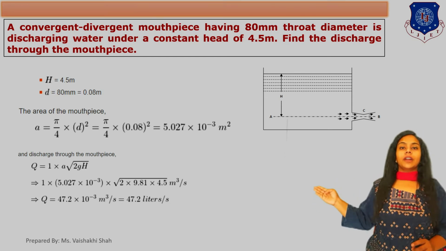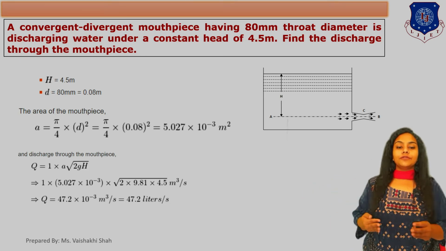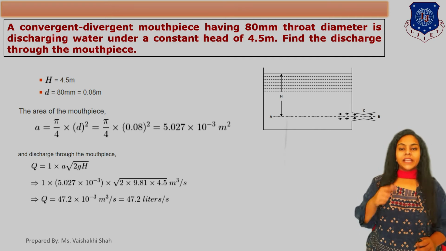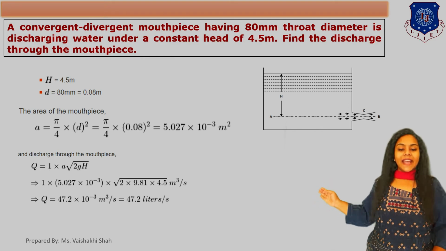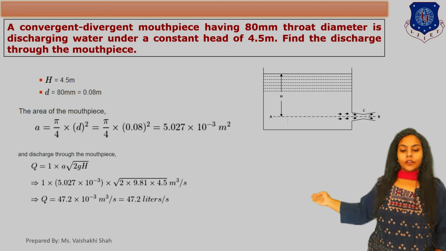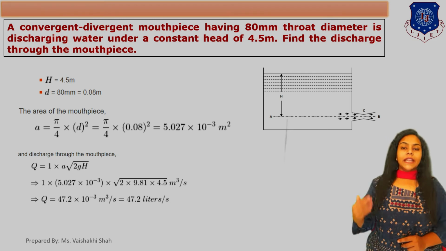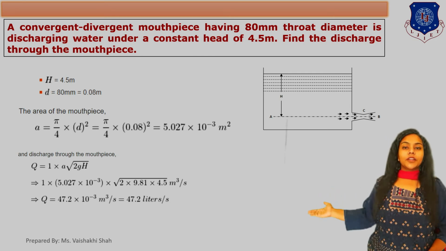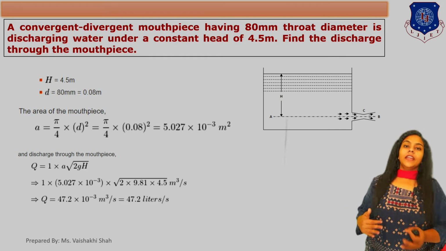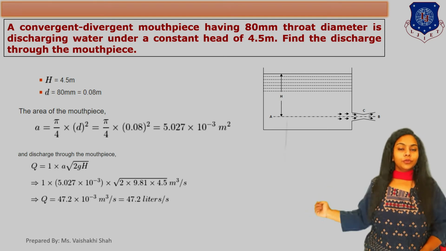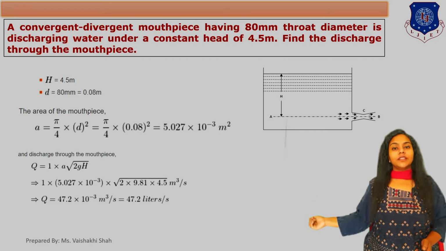So here your answer for discharge, we have different values: area 5.027 into 10 raised to minus 3, into under root 2, g that is 9.81, and h which is 4.5. So your final answer for discharge Q is 47.2 into 10 raised to minus 3 meter cube per second. And if you convert that into liter per second, then your answer is 47.2 liter per second. Okay. So this is your final answer for discharge, which is Q.